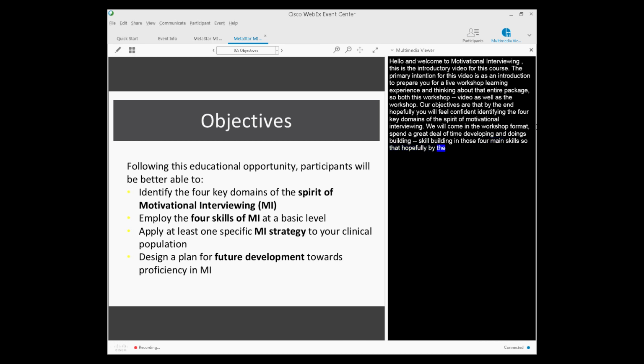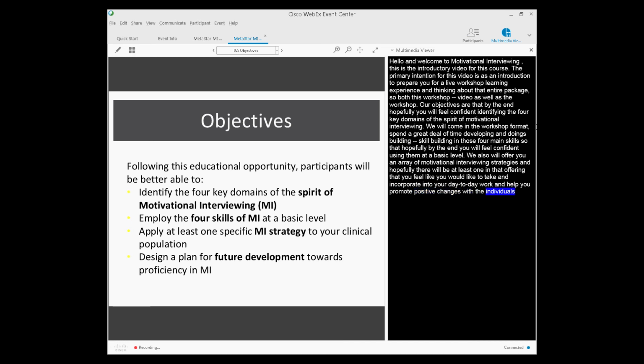We also will offer you an array of motivational interviewing strategies, and hopefully there will be at least one in that offering that you feel like you would like to take and incorporate into your day-to-day work and help you promote positive changes with the individuals you serve. And we will also, in the workshop, spend some time specifically thinking about a plan to help you continue developing in the future towards further proficiency in motivational interviewing.